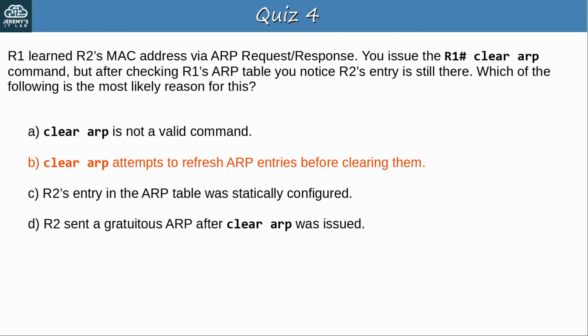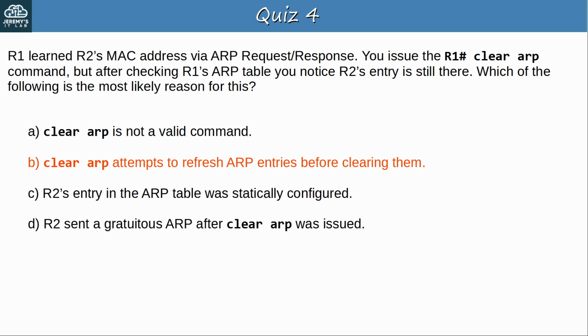Okay, the answer is B. Clear ARP attempts to refresh ARP entries before clearing them. The command does not immediately remove all dynamic ARP entries, but rather it sends unicast ARP requests to try to refresh each entry in the table, and if an ARP reply is received, the entry is refreshed and not cleared. That is probably why, after issuing the clear ARP command, R2's entry in R1's ARP table remained.